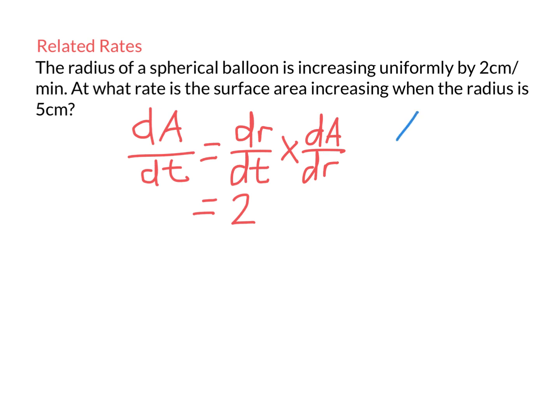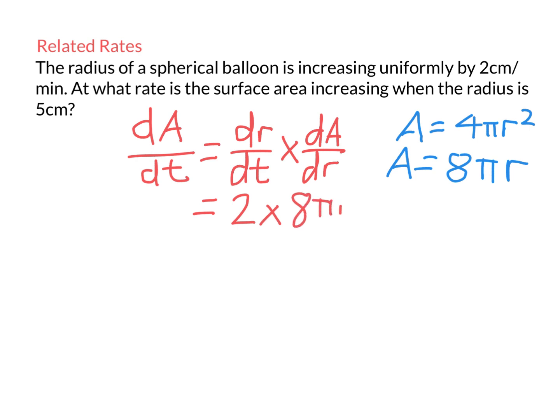Well, we know that the surface area of a sphere is 4 pi r squared. So dA dr means I'm differentiating A with respect to r. So I'm just going to differentiate the r's. I'm going to move the power to the front. So 2 times 4 pi is 8 pi, decrease the power by 1. So dA dt is going to be 2 times 8 pi r. But we were told here that the radius is 5 centimeters. So I'm just going to quickly replace r with 5. So we get dA dt, 2 by 8 by 5, gives us 80 pi.